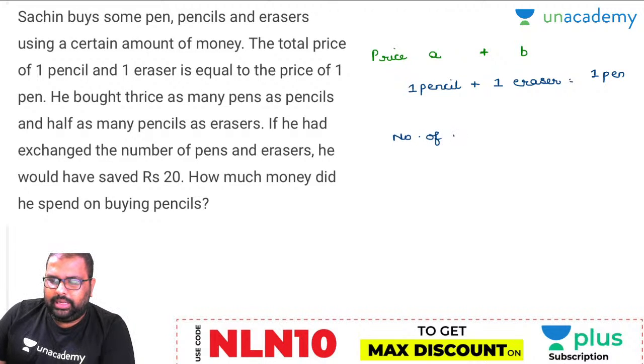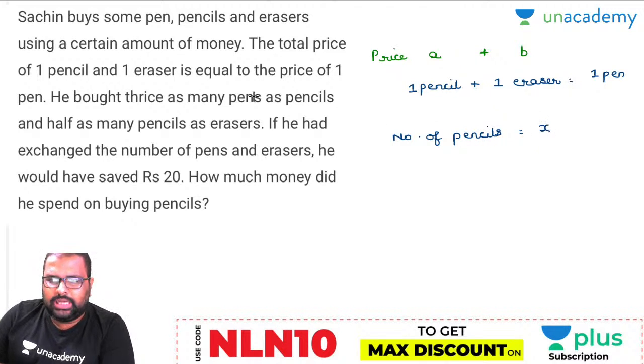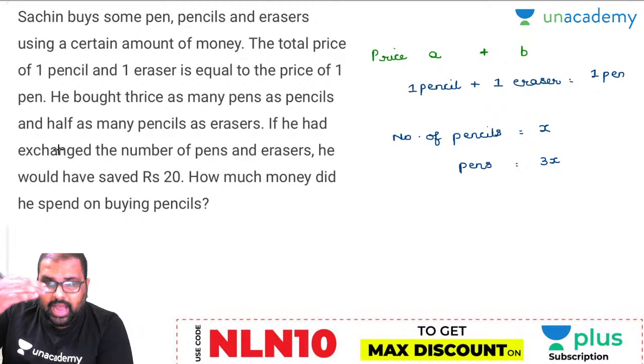So I will take like this: number of pencils. Now what I will do is, I will take my number of pencils as X. Closely observe there, he bought thrice as many pens as pencils, it seems. So automatically the number of pens will be how much? Thrice as many pens as pencils means 3x. Yes, perfectly. And see here, half as many pencils as erasers, it seems.